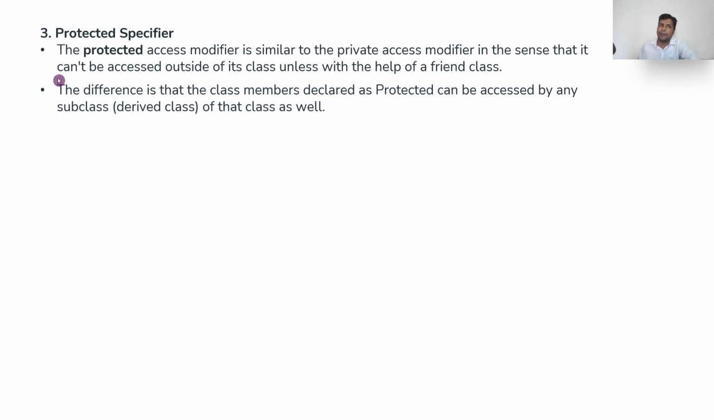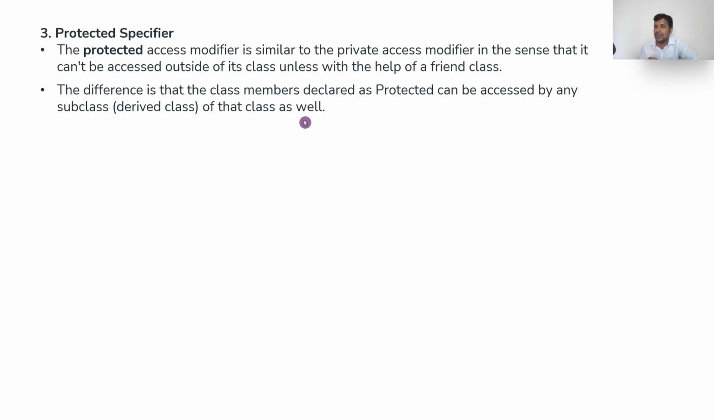Now the third one, protected. So what is this protected? Private we have understood, nobody can access outside the class. Public, everybody can access. Now what is protected? The protected access modifier is similar to the private access modifier, in the sense that it cannot be accessed outside its class unless with the help of a friend class. The difference is that a class member declared as protected can be accessed by subclasses.